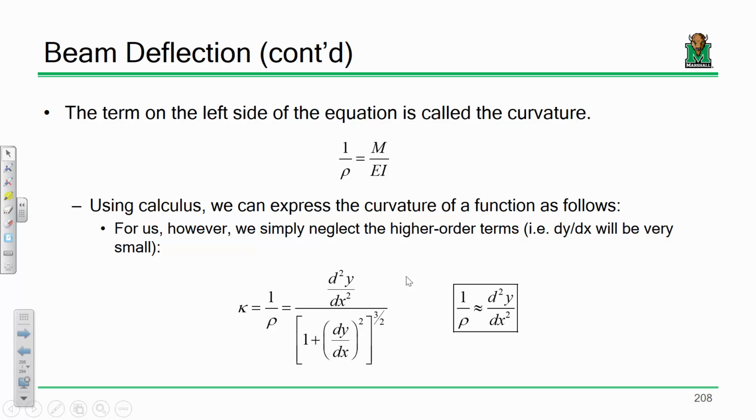Okay? Remember, go back to the bridge example. You're talking about a bridge that's like 40-some feet long. We're talking about deflections like that. Really, really tiny deflections. So again, we're talking about small deflection theory. So small y values. Okay?